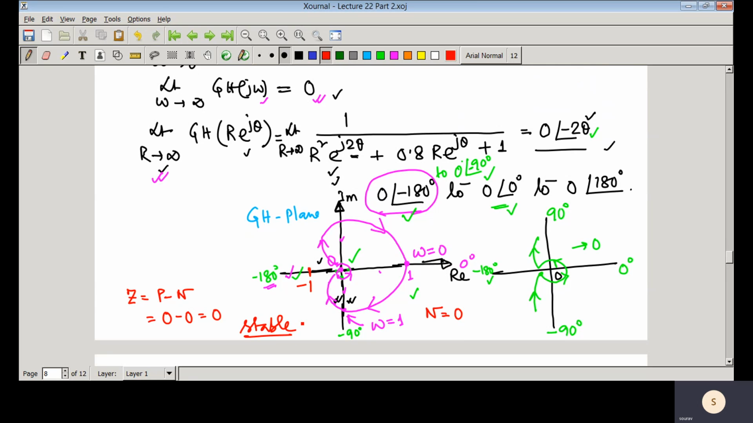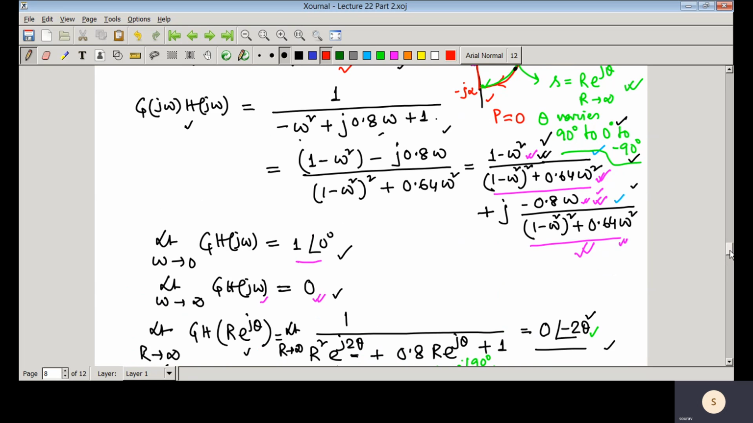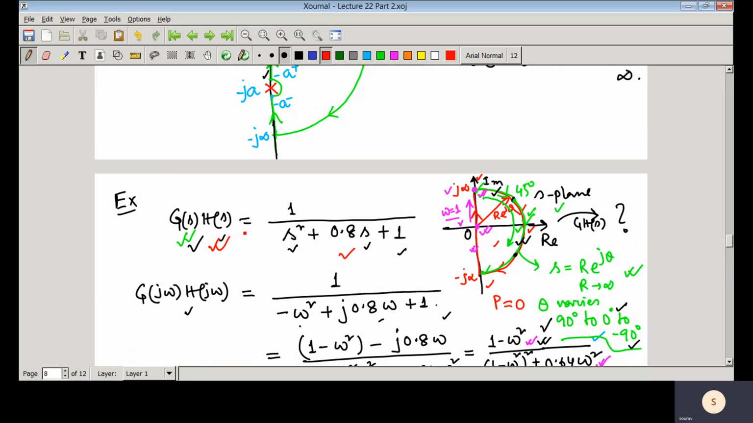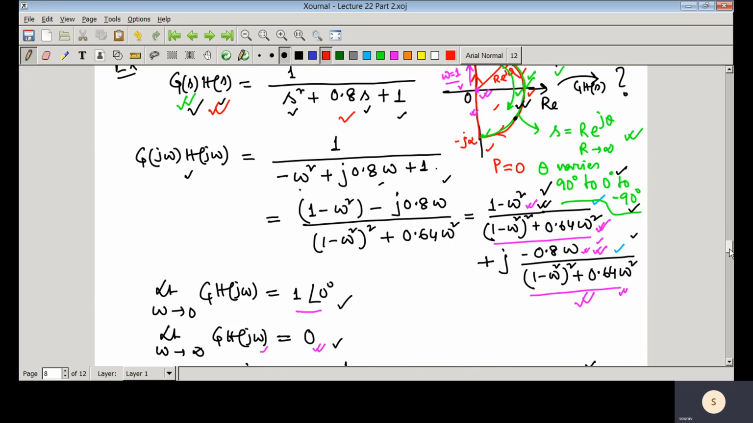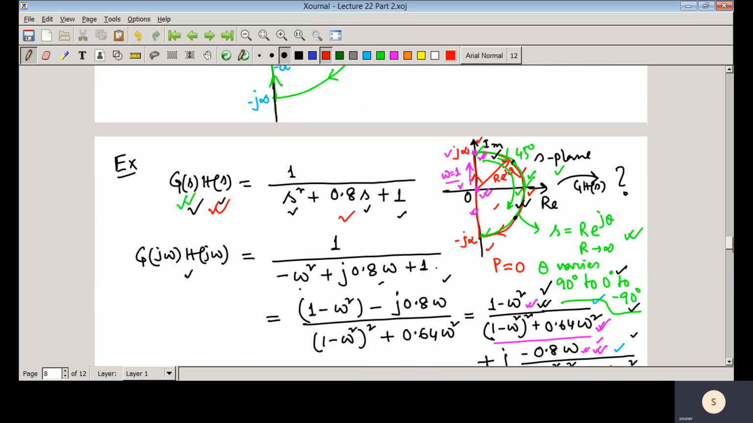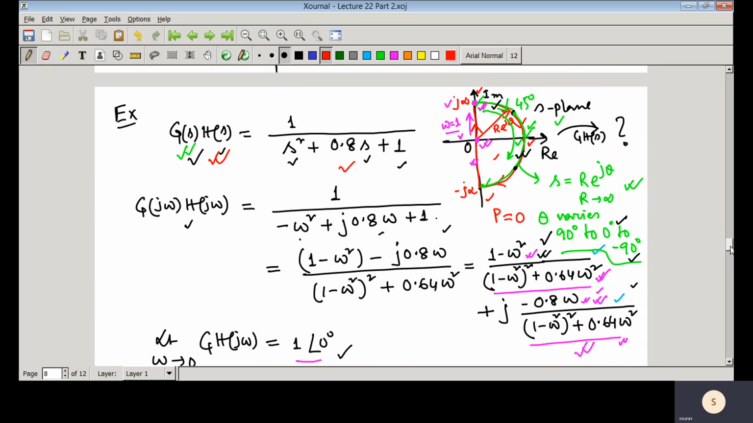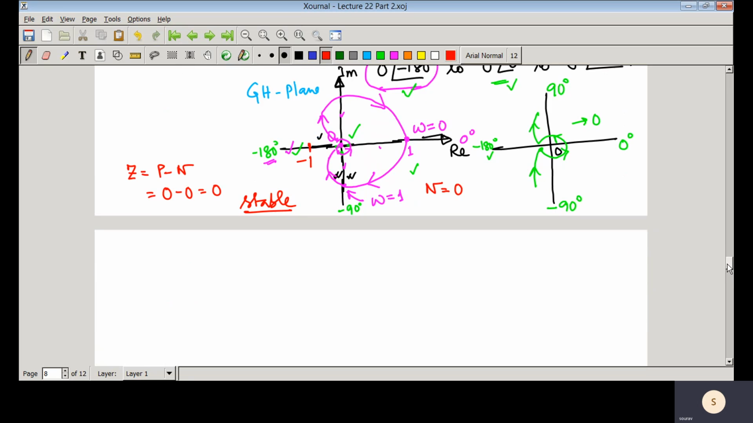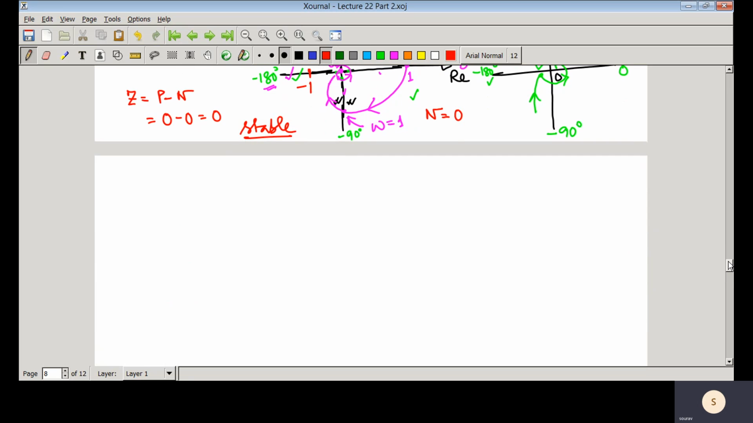So that means if you take a negative feedback closed loop system with this loop transfer function, then you can see that the system would be stable, because this is the Nyquist plot, and we have seen that the Nyquist plot does not encircle the minus 1 plus j0 point, and there is no pole inside that region. So N is equal to 0 as well as P is equal to 0. So according to the Nyquist stability criterion, it would be stable.